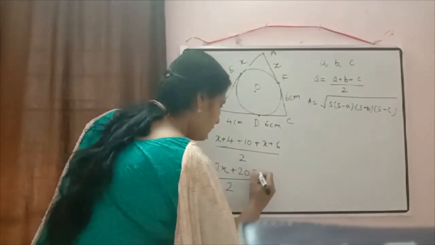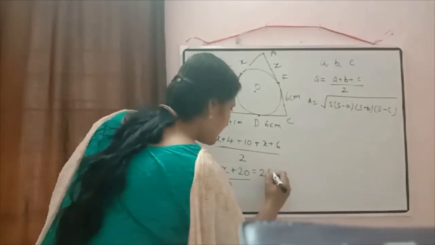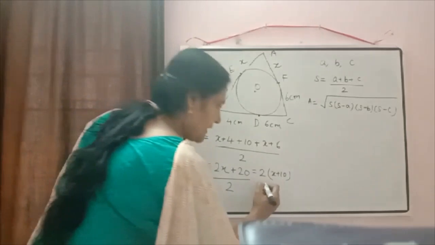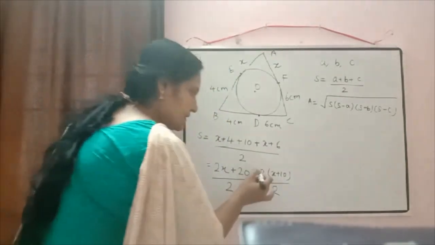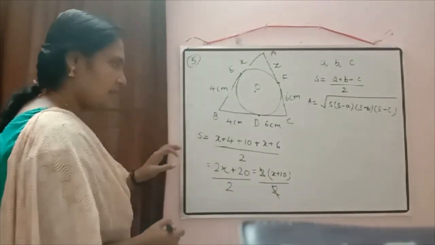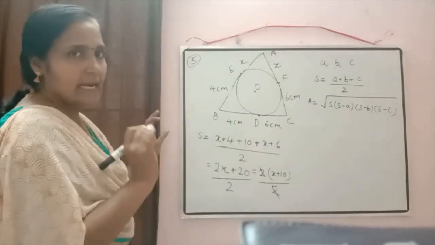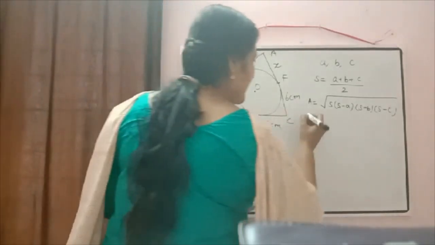So from here what we can do, we can take 2 common. Then what will come inside the bracket? Inside the bracket remaining it will be equal to (x plus 10) by 2. Now this 2 is in multiplication, so we can do the cancellation there. So we got here s is equal to x plus 10. So till here it is clear. Now we are going to calculate the area.